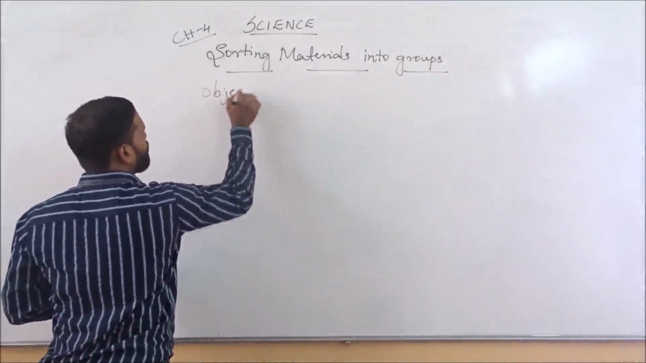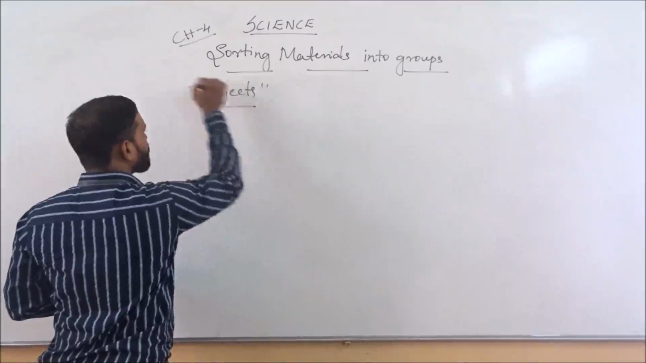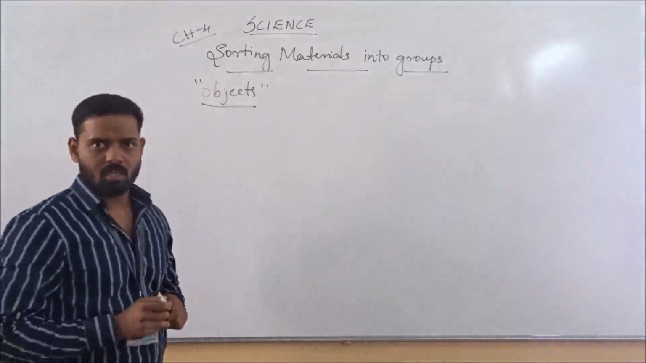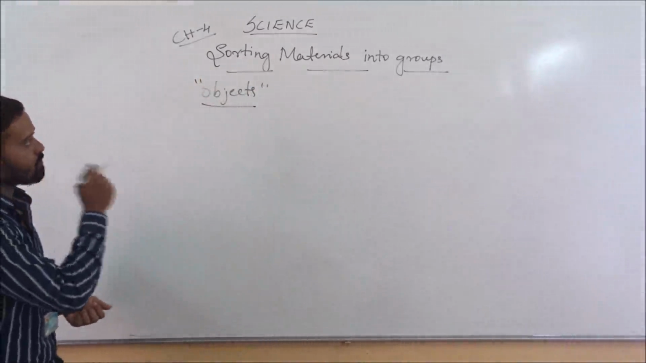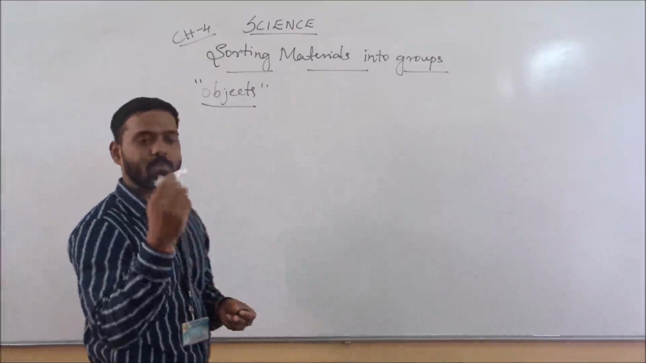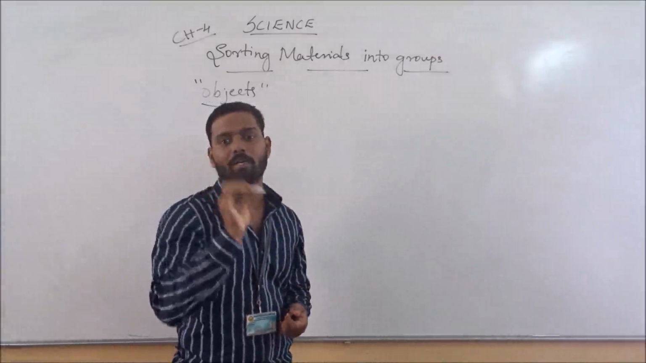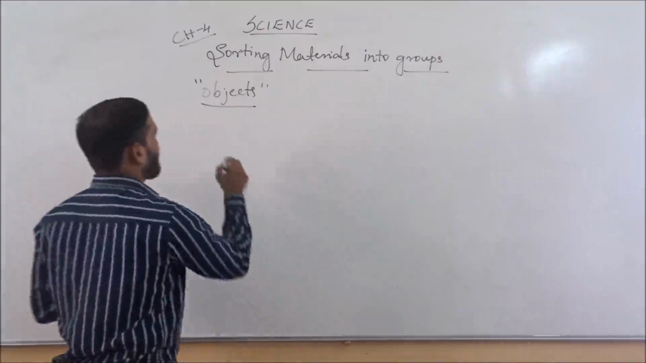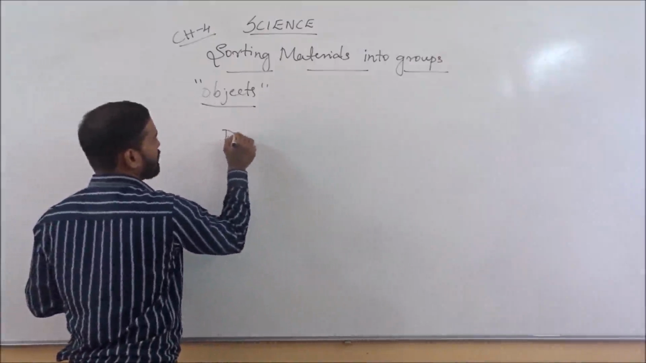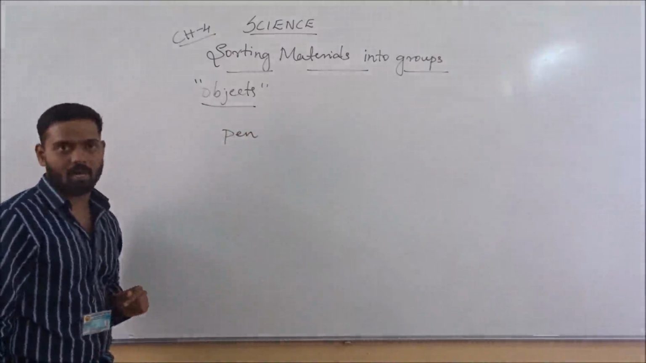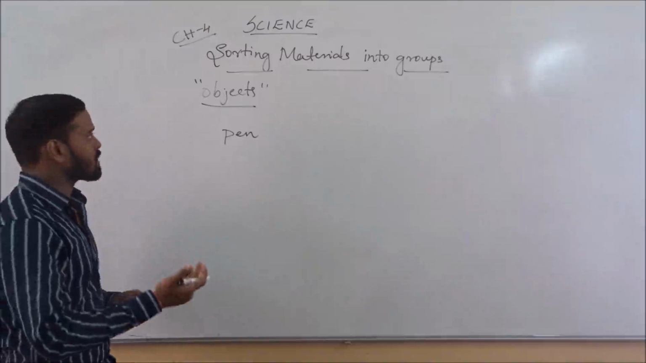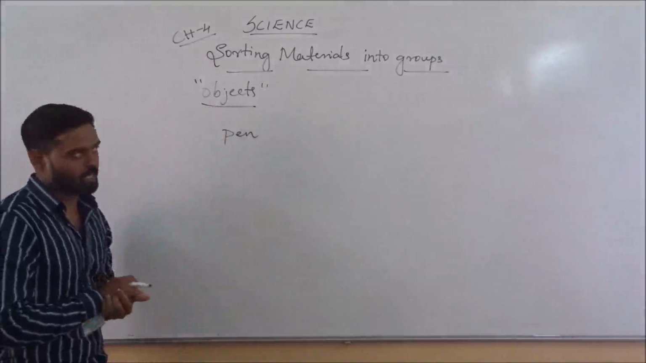What do you mean by object? Object means, suppose this pen. Pen is an object and material. The question comes to that. Suppose I take one example: pen. Is a pen an object or a material? How can we classify it? How can we distinguish and define objects?